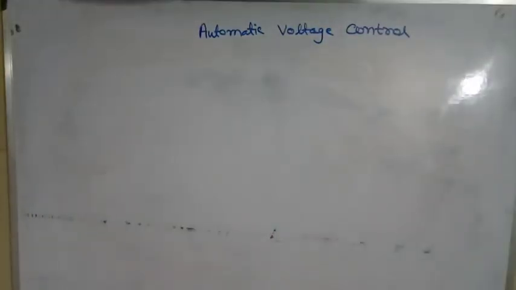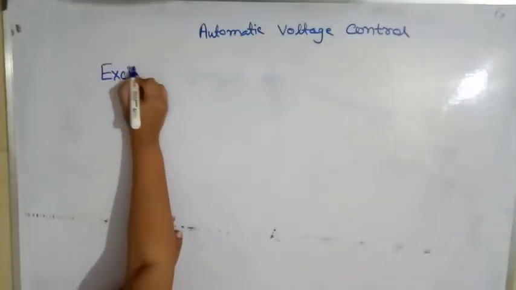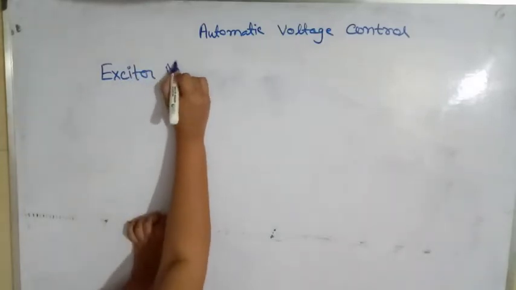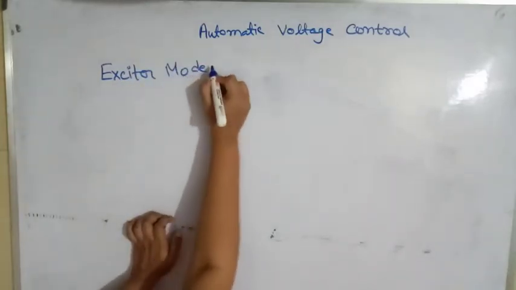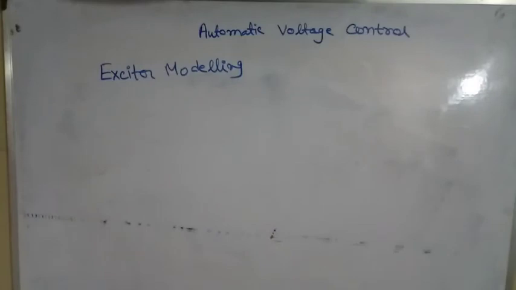Next, exciter modeling. Let us assume a modern static excitation system where the bus voltage is measured by a potential transformer, PT. After rectification and filtration, the output is compared with the reference. The resulting error voltage after amplification serves as the input to an exciter which feeds directly into the generator field.